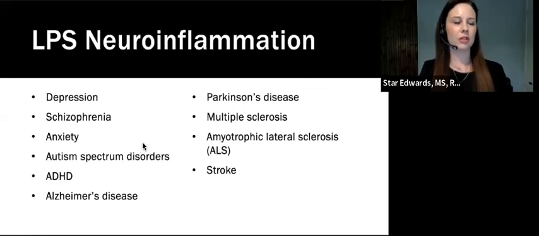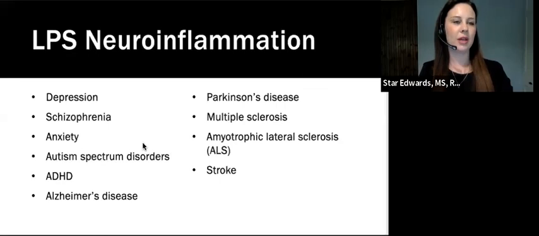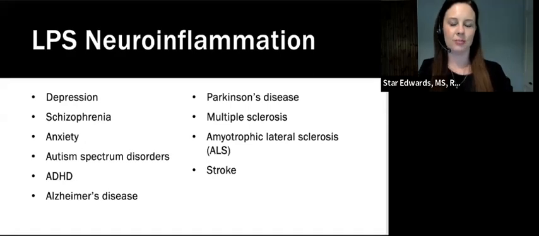And here are some of the neuroinflammatory conditions that LPS has been correlated to, including stroke and ADHD, anxiety. It actually can help predict depression. The more LPS that we find in systemic circulation, the greater the chance of depression and worse depressive episodes.